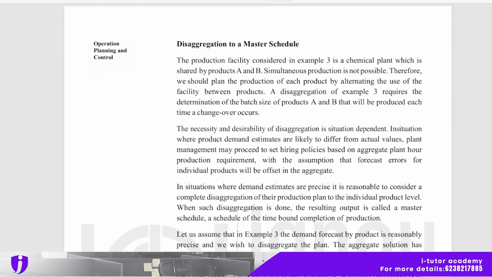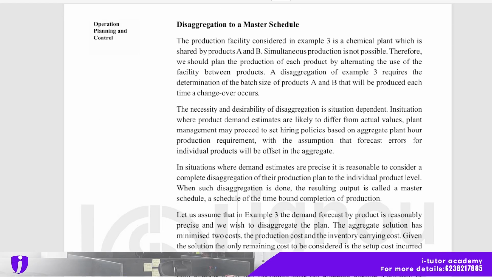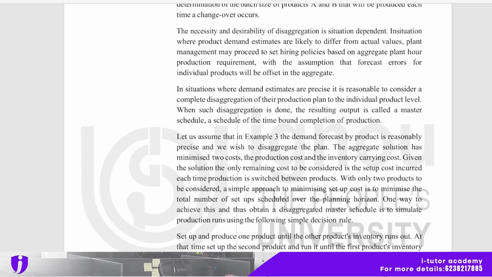And disaggregation to a master schedule. The production facility considered in example 3 is a chemical plant which is shared by products A and B, and simultaneous production is not possible. Therefore we should plan the production of each product by alternating the use of the facility between products. A disaggregation of example 3 requires the determination of the batch sizes of products A and B that will be produced each time a changeover occurs. And the necessity and desirability of disaggregation is situation dependent.